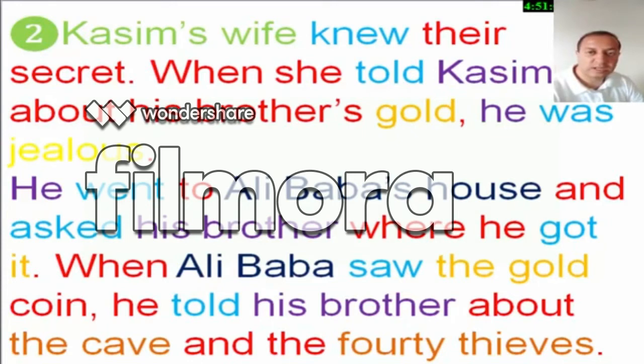Again, listen please. Qasim's wife knew their secret. When she told Qasim about his brother's gold, he was jealous. He went to Ali Baba's house and asked his brother where he got it. When Ali Baba saw the gold coin, he told his brother about the cave and the 40 thieves.